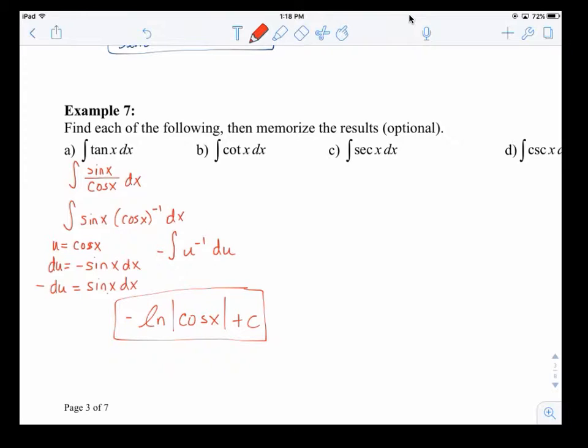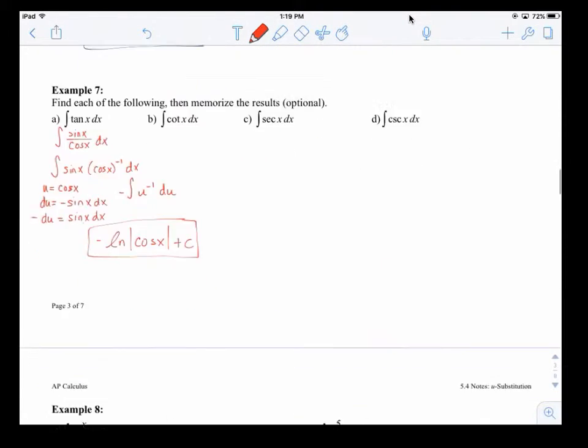No, you don't have to memorize them. Right? So you would come up with the cotangent one the same way. Same idea. And then secant and cosecant are ridiculous. We're not even going to do them.